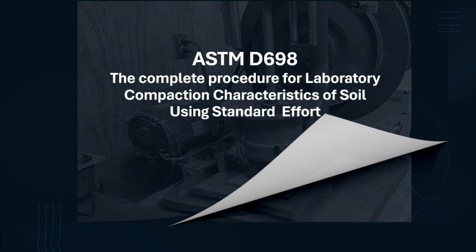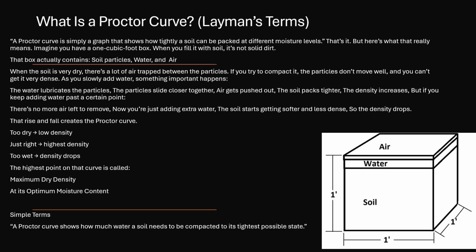What is a proctor curve? Before we get into the procedure, let's talk about what the proctor curve actually is. In simple terms, a proctor curve is a graph that shows how tightly a soil can be compacted at different moisture levels. Imagine a 1 cubic foot box filled with soil. The box isn't just dirt. It contains soil particles, water, and air. When the soil is very dry, there is a lot of air trapped between particles. If you try to compact it, the particles don't move well and the soil won't get very dense.